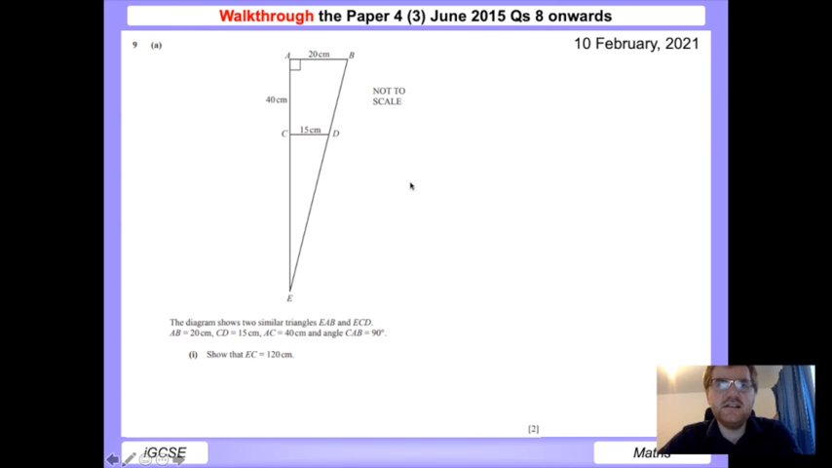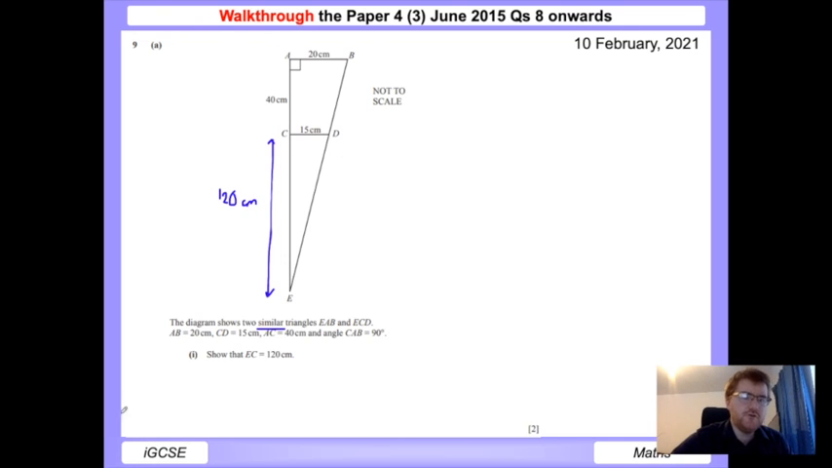Okay, let's continue. So this is a pretty tough question. This is question 9. So we're going to look at some similarity first of all. And we've got two similar triangles, EAB and ECD. What the word similar means in this case is that they're in the same proportion. Okay, so imagine one is an enlargement of the other. And we need to show that EC is equal to 120 centimeters. So the entire length of this line is equal to 120 centimeters. That's what we're looking to show.